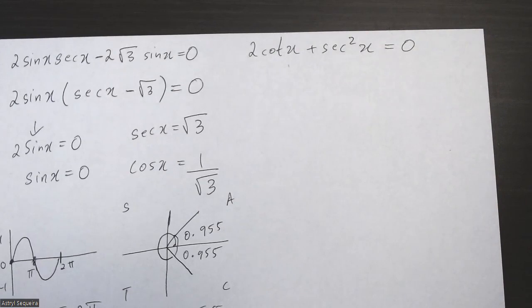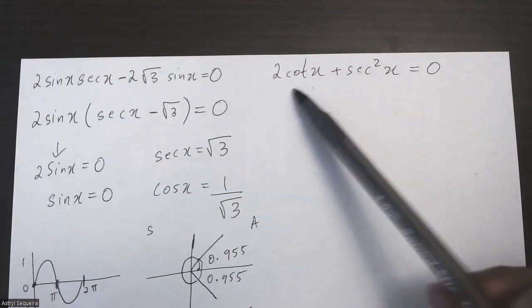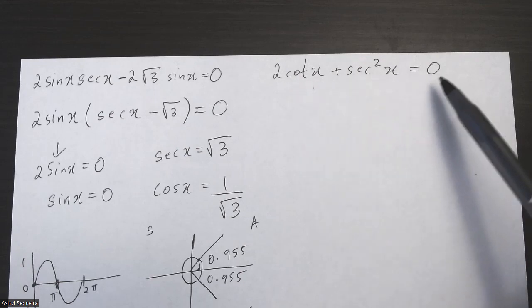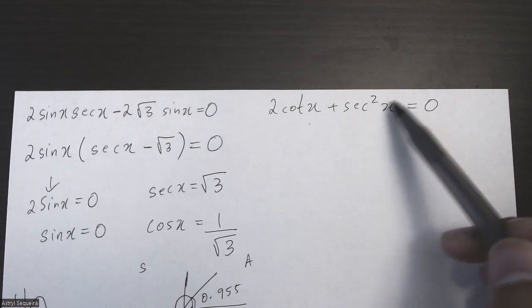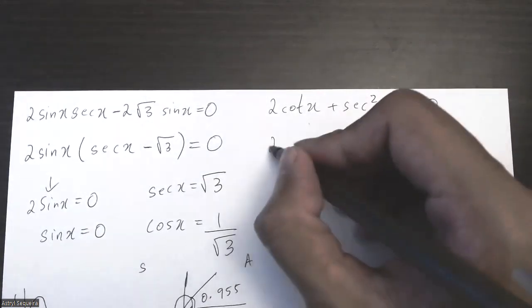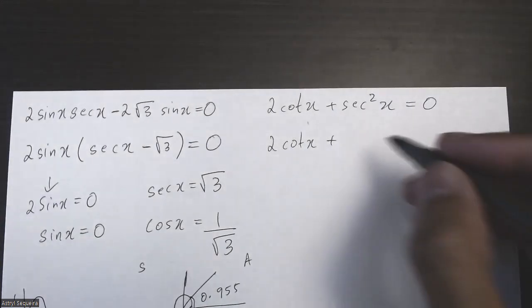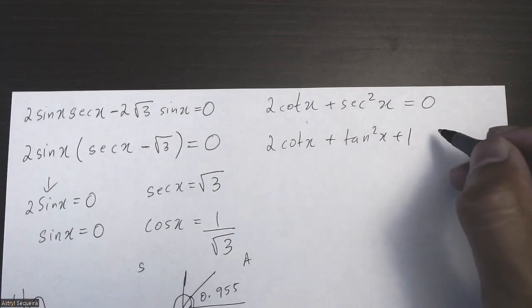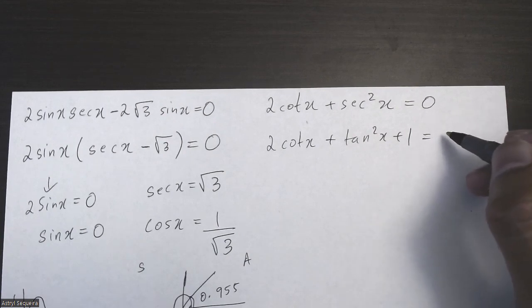Now, this question is actually a really, really difficult one. Probably the hardest quadratic trig, or one of the hardest that I've seen, because I can't factor anything here. And there's not really anything simple I can do. So what I'm going to do is convert this sec square x into tan square x plus 1. And that is using my Pythagorean trig identity.